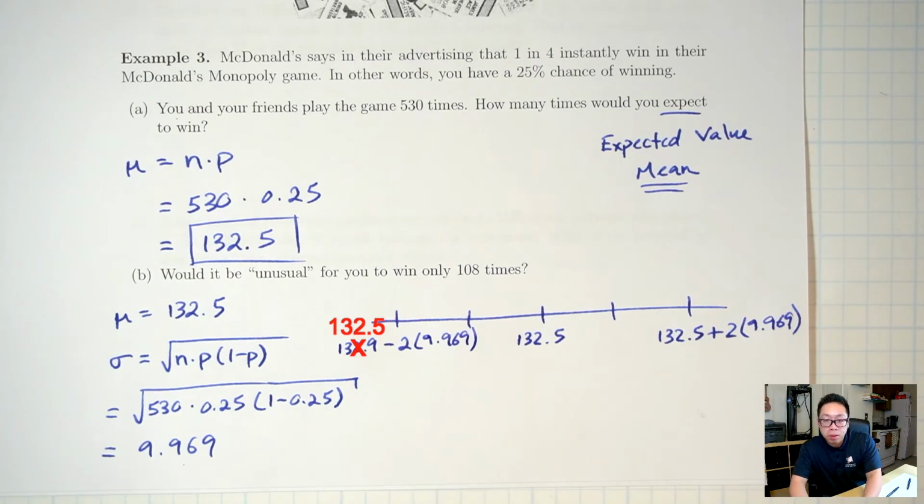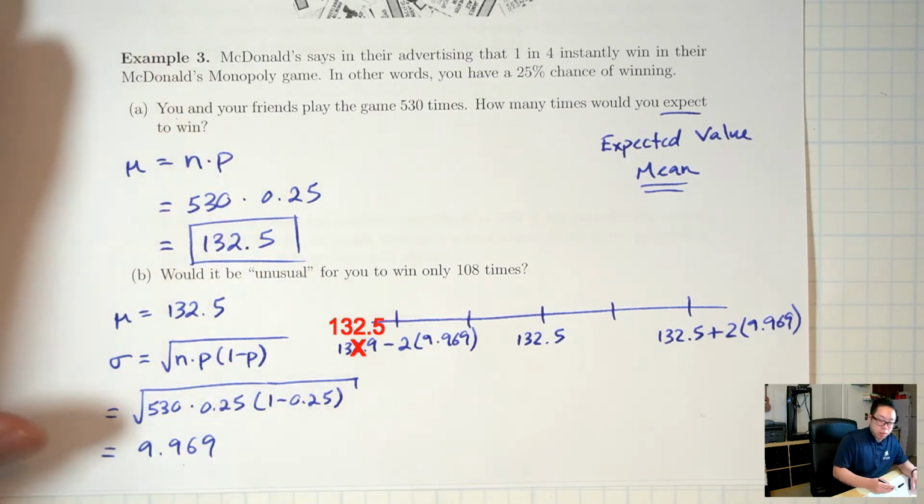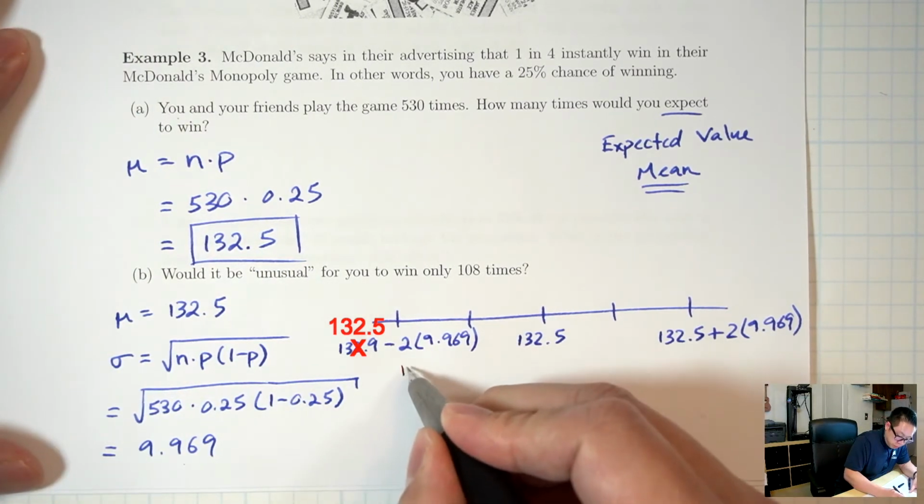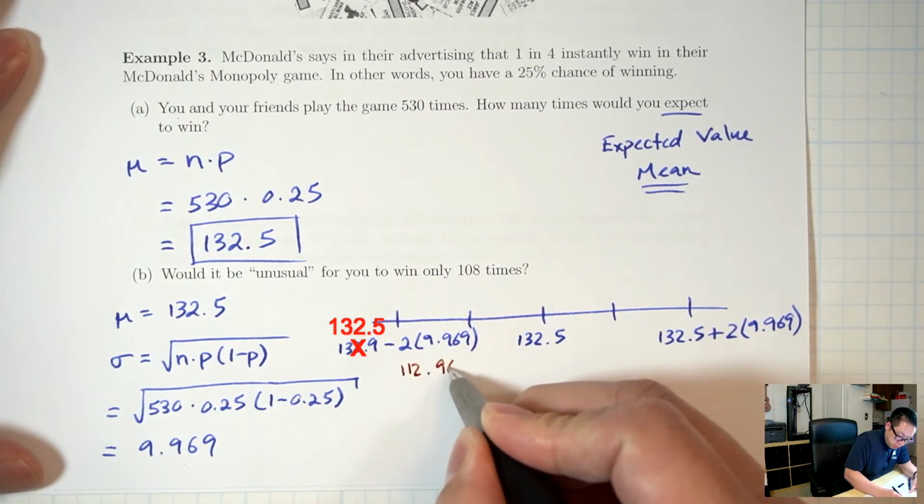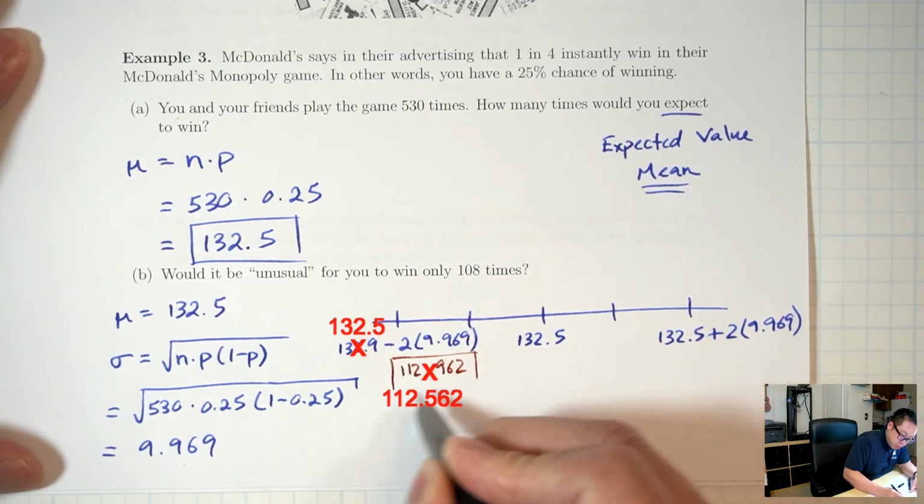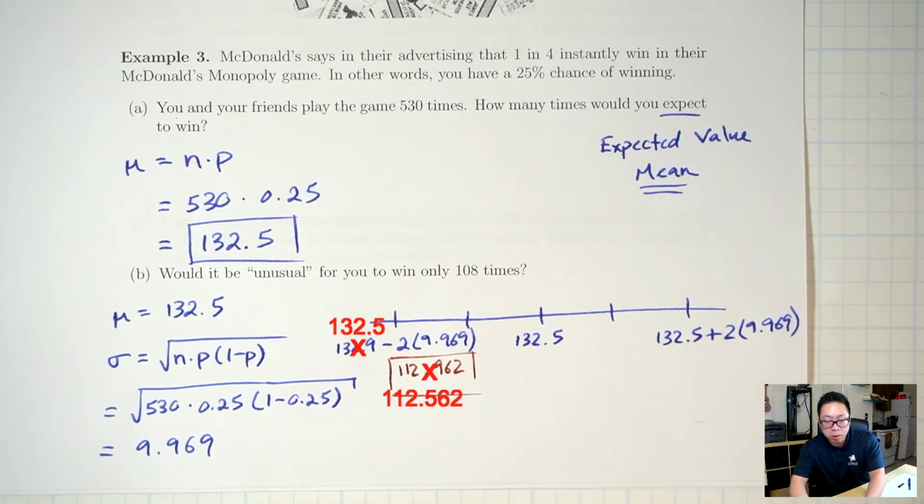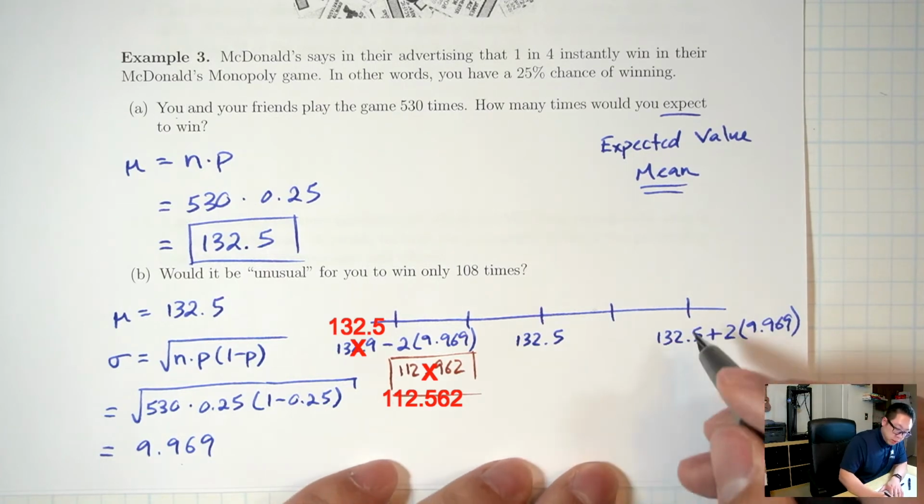Okay, so let me do this on the calculator. So the low number is 132.5 minus 2 times 9.969. 112.962. Okay, that's the low number. The upper number, 132.5 plus 2 times 9.969. Okay, 152.438.